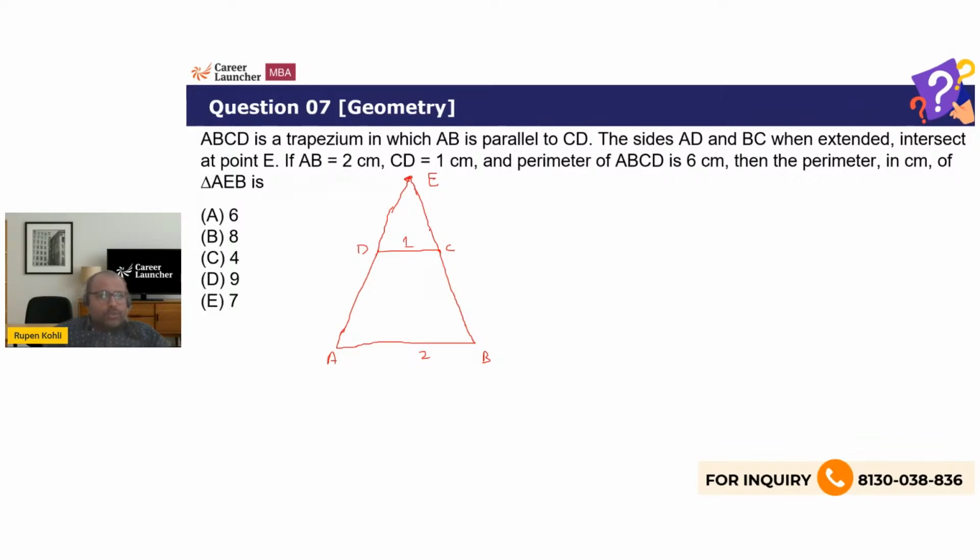Okay, so the perimeter of ABCD is 6. Basically I know AB plus CD, 2 plus 1, 3, so this total is 6. तो ये AB plus CD, AD plus BC मिला करके 6 है. Then the perimeter of AEB is asked, the bigger triangle that has been formed. All right, now you might think that we don't know any angle here, we don't know the individual values of these AD and BC. So how do we proceed, right? Very little information, but still there's no option saying cannot be determined.